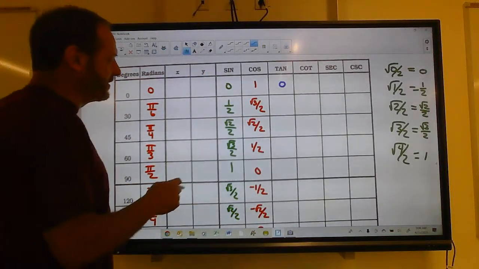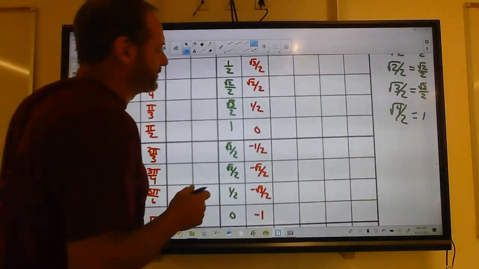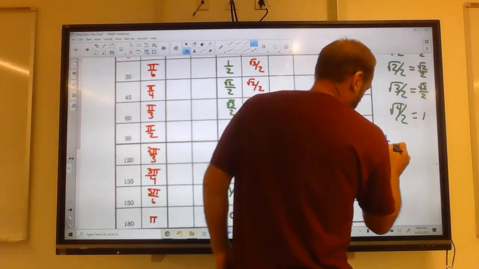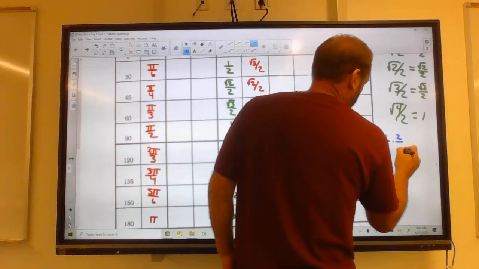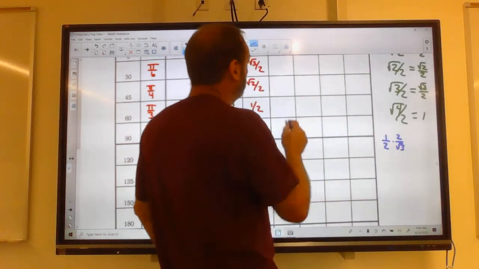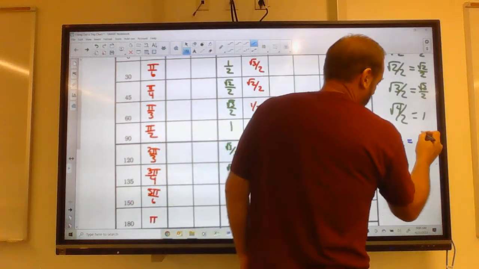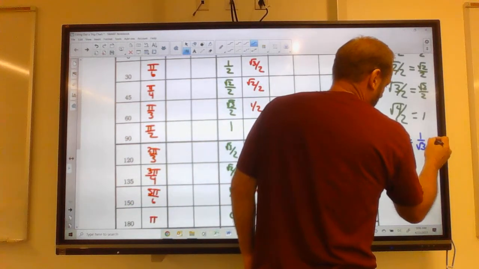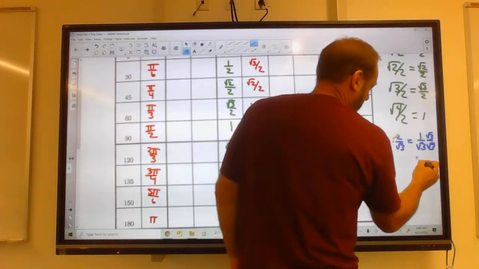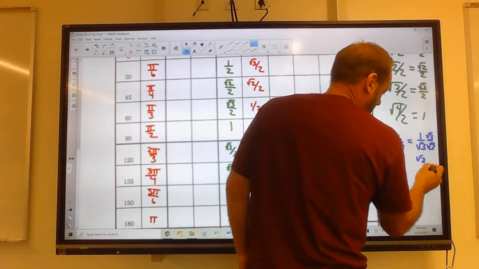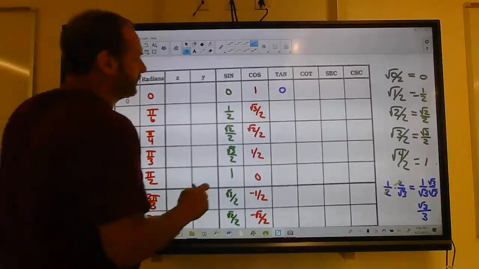Let's just do this one. So 1/2 divided by square root of 3 over 2. Remember, when you divide fractions, you invert the second one and multiply. So that's going to be times 2 over square root of 3. Then the 2's are going to cancel out. I get 1 over the square root of 3, and I rationalize that by multiplying by square root of 3 over square root of 3, and I get square root of 3 over 3. That's going to go right here.